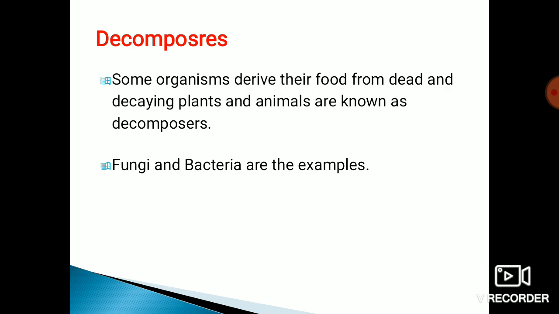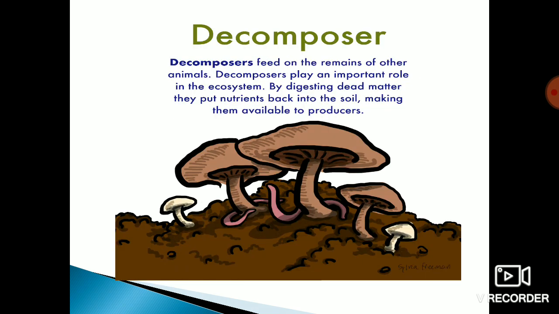Decomposers. Some organisms derive their food from dead and decaying plants and animals and are known as decomposers. Fungi and bacteria are the examples. These organisms obtain their food from dead and decaying organic matter. You can see decomposers. These are the mushrooms which grow on dead and decaying organic matter.